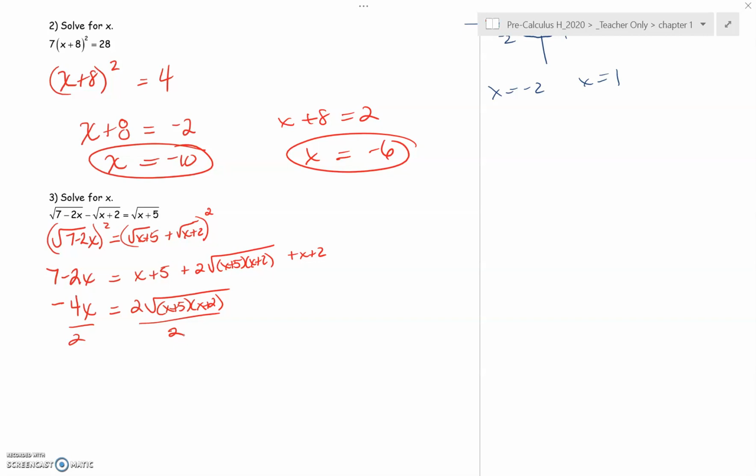So we end up with negative 2x equals, and then our radical. So now we go ahead and square both sides of the equation again, but realizing when you're doing this, you're possibly creating extraneous solutions. So we're going to have to check all of our answers later on.